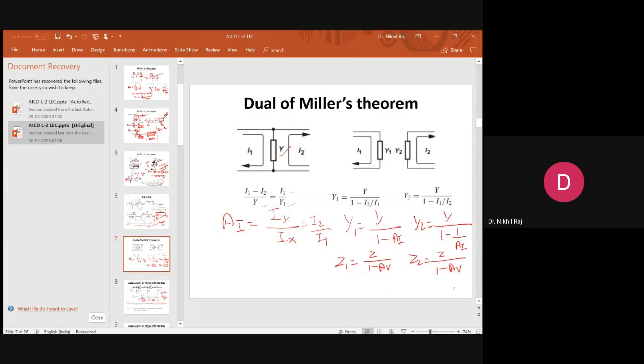Coming to the seventh slide, now we have taken Miller's theorem between two nodes, but what happens if a component is common between the input loop and the output loop? Then we apply at that place the dual of Miller's theorem. The dual of Miller's theorem is just similar to that, with a change in the form of representation. If two loops are there, with I1 and I2 currents flowing, and Y is the common component, then we can decompose again in this form where Y1 will be equal to Y by 1 minus AI and Y2 will be 1 minus 1 by AI. It's just similar to your Miller's theorem. So based on the requirement, we apply Miller or the dual of Miller's.